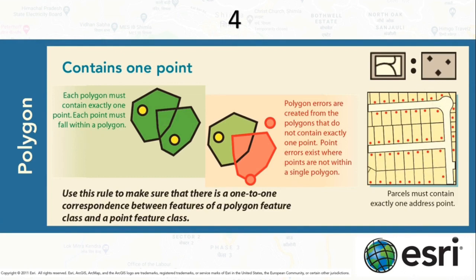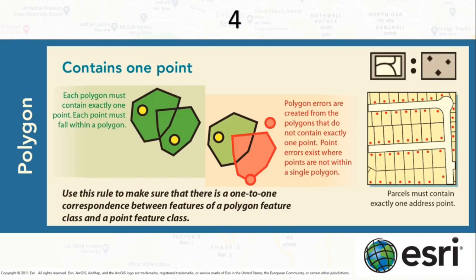It requires that each polygon contains one point feature and that each point feature falls within a single polygon. This is used when there must be a one-to-one correspondence between features of a polygon feature class and features of a point feature class, such as administrative boundaries and their capital cities.